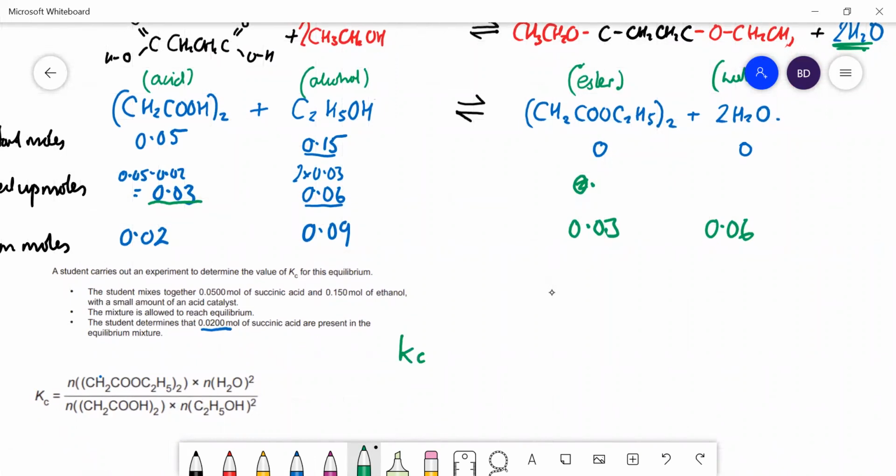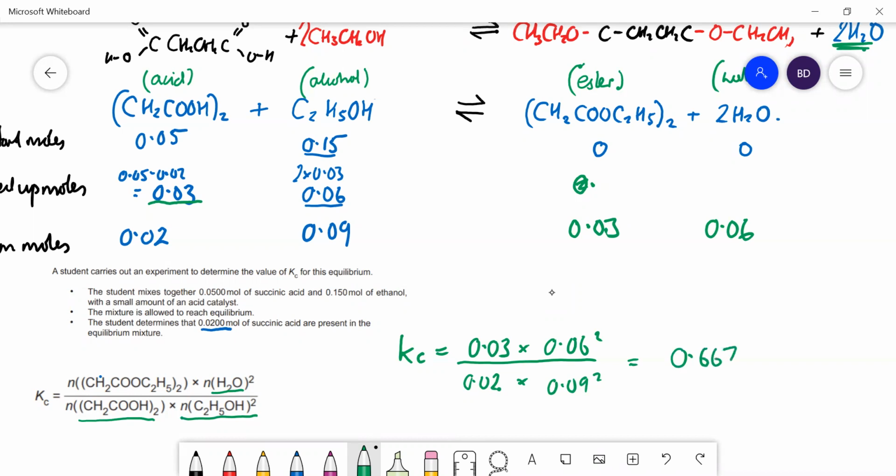So Kc is going to be equal to the moles of the ester, 0.03, multiplied by the moles of the water squared, 0.06 squared, divided by the moles of the succinic acid, 0.02, multiplied by the moles of ethanol squared, 0.09 squared. Put all that in, what do you get? 0.667, and there's going to be no units because you've got the same number of moles on both sides of the equation, so all the units will cancel out. That is that one there.